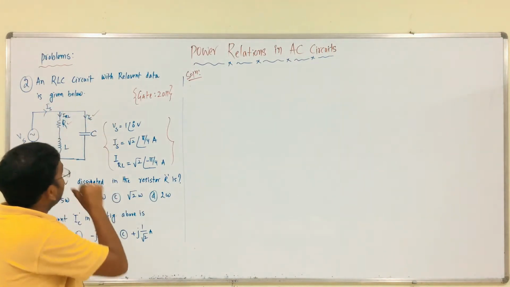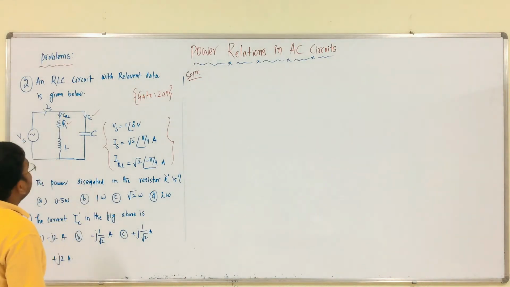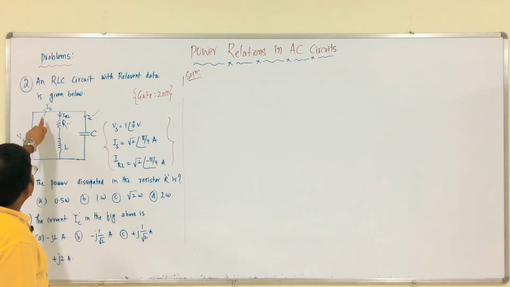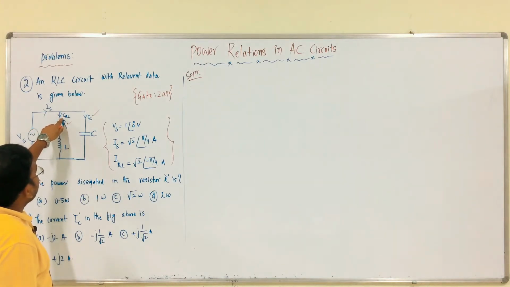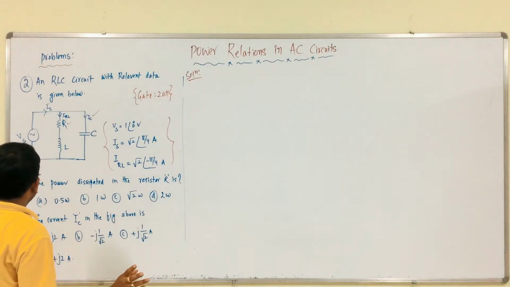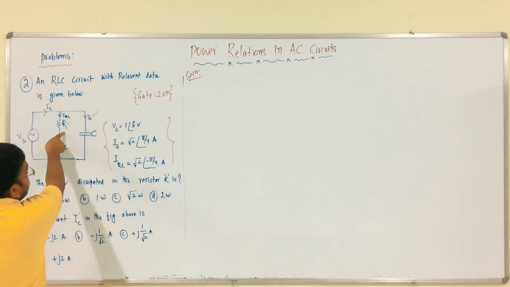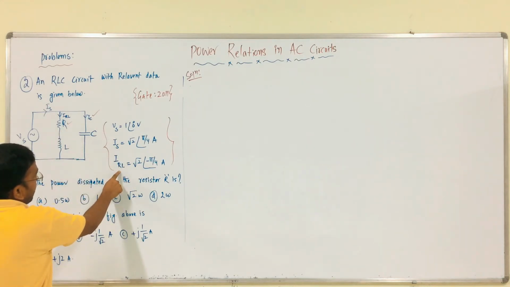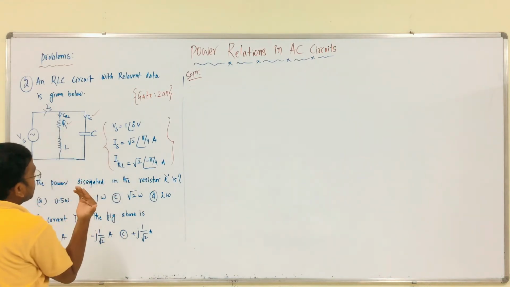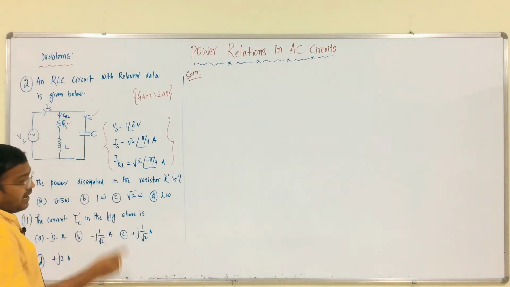Okay. First, he provided the data: source voltage, source current, and the current through this branch. So IS is there, IRL is there. By applying KCL, we can get the value of IC. So, that one is completed. Next, the power dissipated is I square into R. We do not know the value of R, so we would have to calculate the value of R.